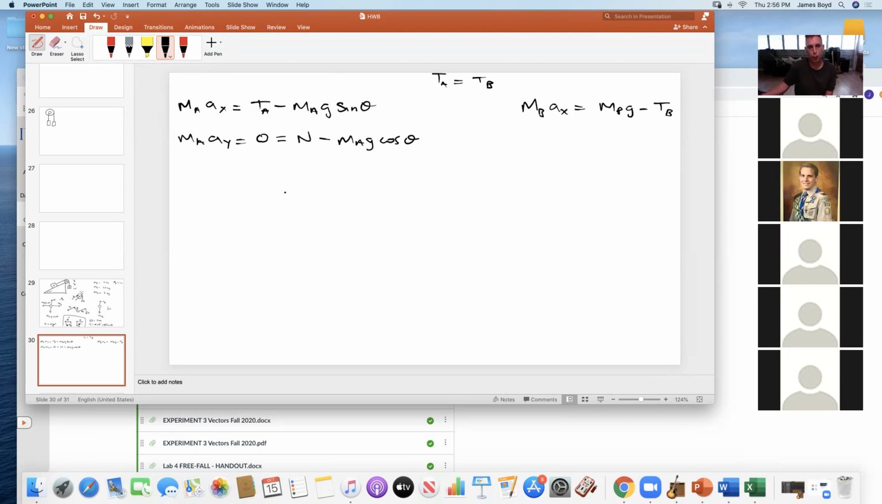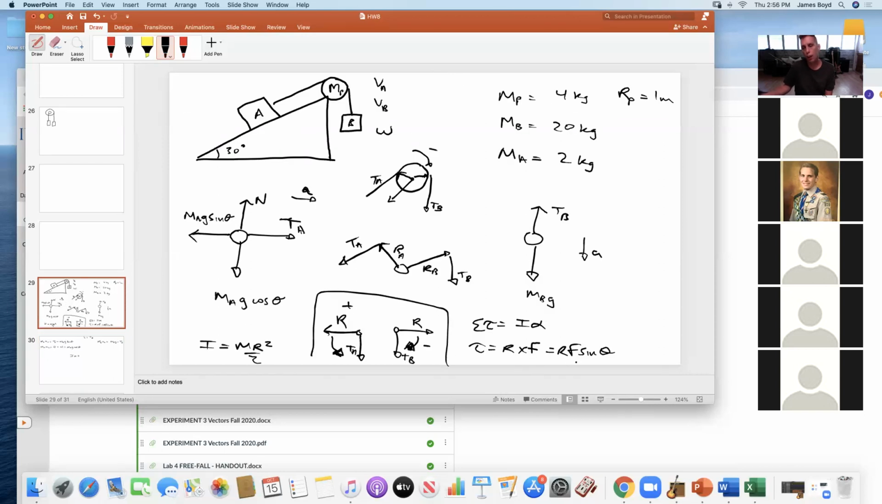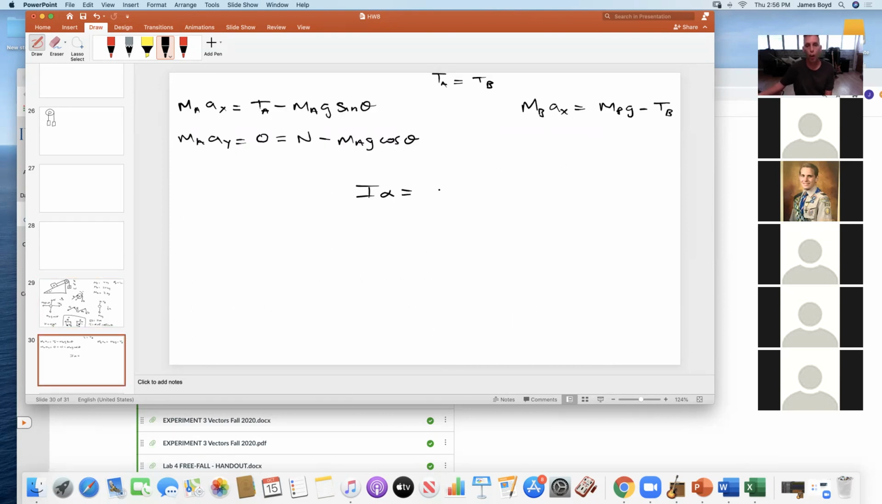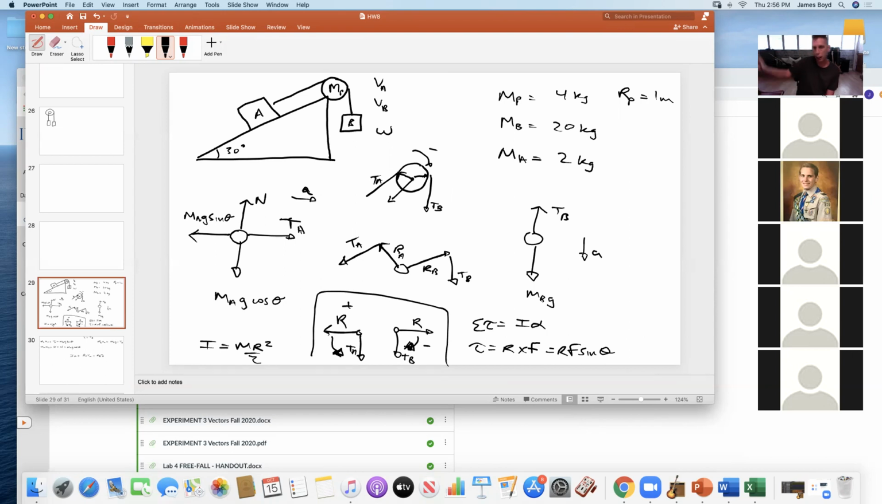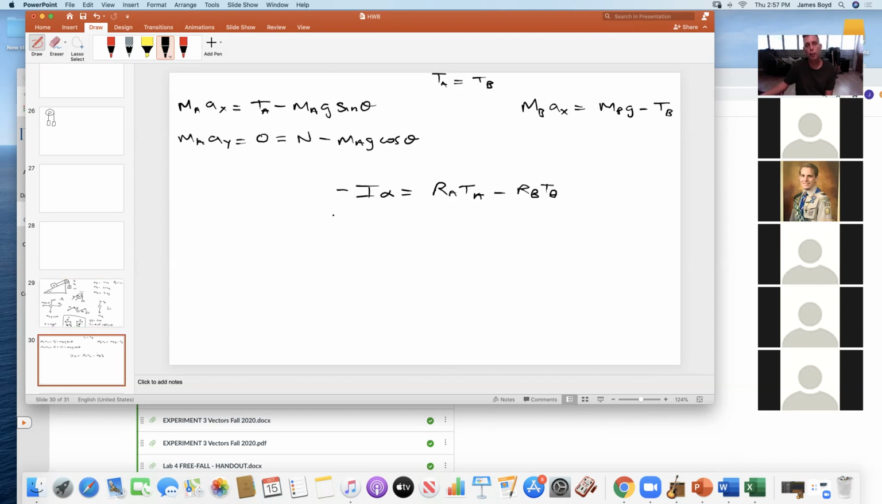Okay, so then we have our torque. We've already said that we write I alpha is equal to the sum of the torques. The torques are R cross F, RF sine theta. They're 90 degrees off each other. So this is R TA and R TB, or RA TA minus RB TB. Why minus? The reason is this one's clockwise. But we also said that this whole thing was rotating negatively. So we have negative I alpha equals RA TA minus RB TB. This is a counterclockwise torque. This is a clockwise torque.